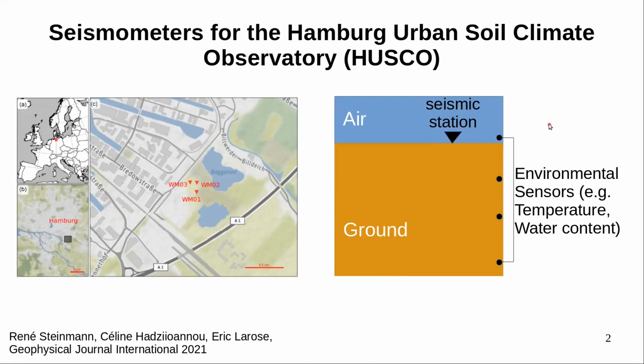So I want to start this presentation by showing you some interesting and surprising observations we made a few years ago in Hamburg, Germany. Here in the city of Hamburg, we installed these three broadband seismometers, WMO1, O2, and O3, at the measuring site, where we also have environmental sensors which measure the temperature and water content inside the ground and the temperature in the air. This whole measuring site is part of a bigger project called HUSCO, which aims at monitoring the urban soil and climate in times of global warming.